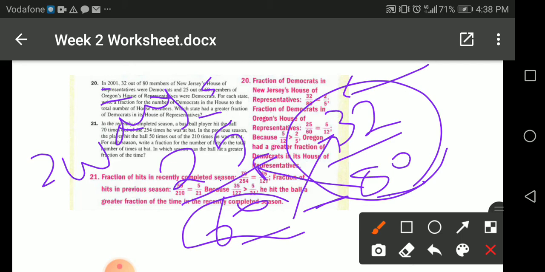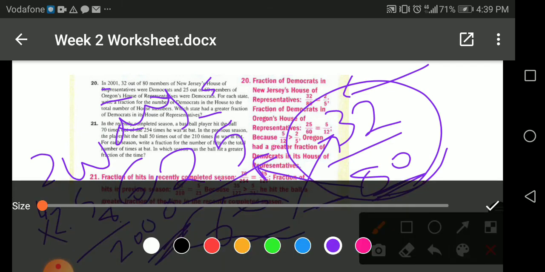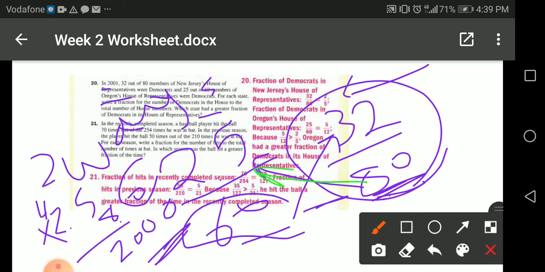80 multiplies 25. So 25 times 8: 8 times 5 is 40, so I have 4 here. 8 times 2 is 16, 16 plus 4 is 20, so we write 2 and add the 0 from the 80, so we have 2000. 80 multiplied by 25 gives 2000.